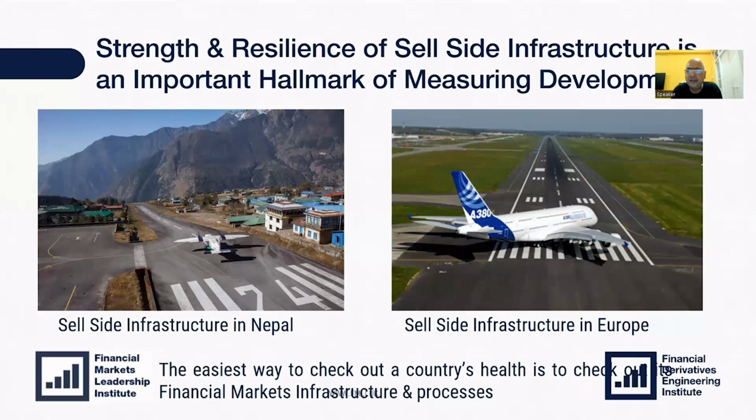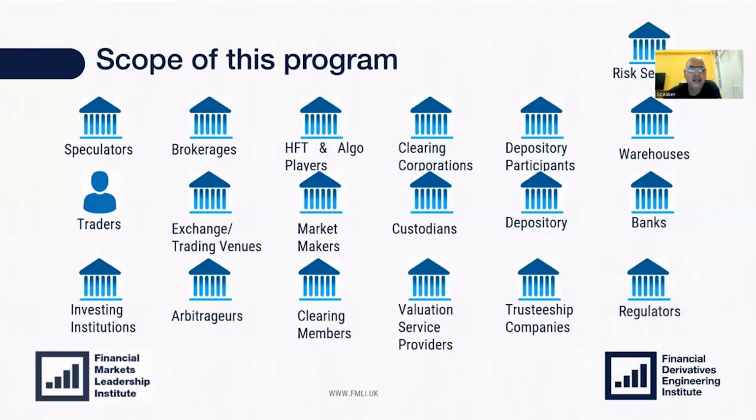You can see the health of the runway. So similarly, sell side institutions tell you the health of financial market infrastructure. Okay, and health is most important.